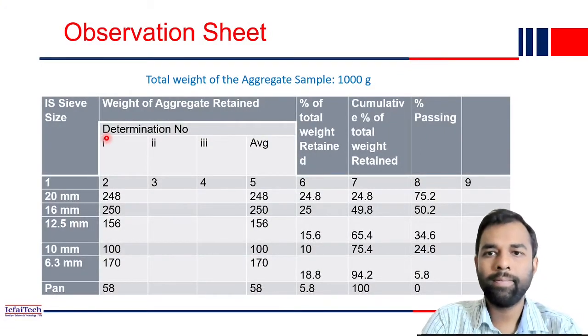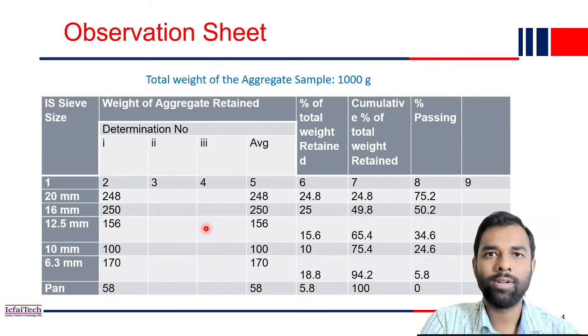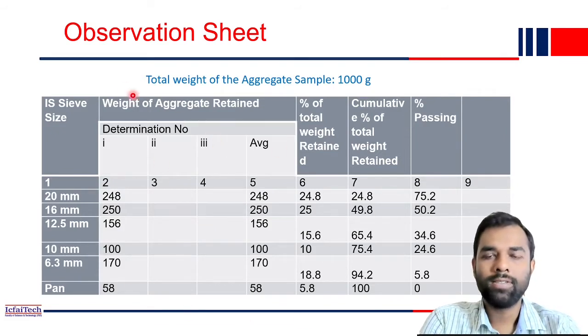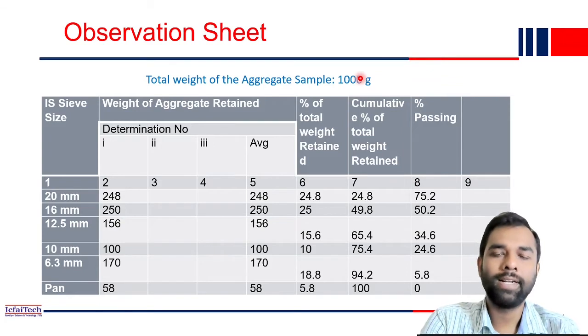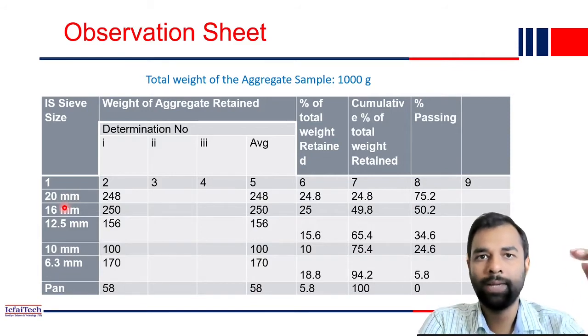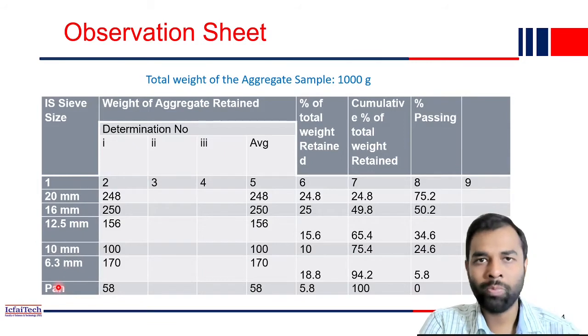So after the experiment, we captured all the recordings, whatever we have done. So all the sieve records are there. How much aggregate is retained in each sieve is tabulated below. In this table, we have taken a total of 1 kg of sample. Different sieves we kept: the top was 20 mm, 16 mm, 12.5 mm, 10 mm, 6.3 mm, and at the bottom you have the pan. So there is a total sieve assembly we kept.